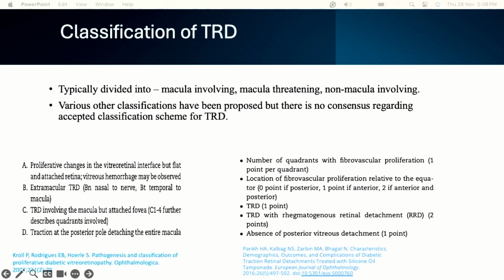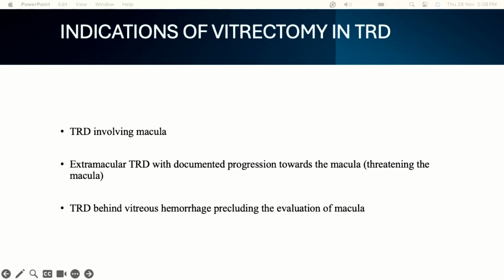So there are many classifications that have been proposed for TRD, but there is no consensus regarding the accepted classification. It is typically divided into macula involving, macula threatening, or an extramacular or non-macula involving TRD. So what are the indications for vitrectomy in TRD? TRD involving the macula, or an extramacular TRD with a documented progression towards the macula, which we call threatening the macula, which we can document on an OCT, or TRD behind a vitreous hemorrhage, which precludes the evaluation of the macula.